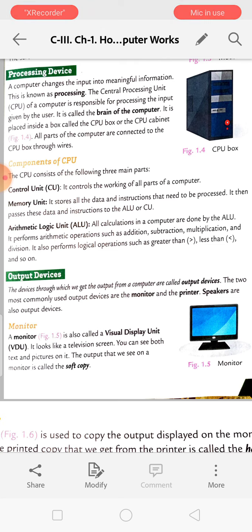Arithmetic logic unit, ALU. The full form of ALU is arithmetic logic unit. All calculations in a computer are done by the ALU. It performs arithmetic operations such as addition, subtraction, multiplication and division. It also performs logical operations such as greater than, less than and so on. So all the arithmetic work we do through the arithmetic logic unit.